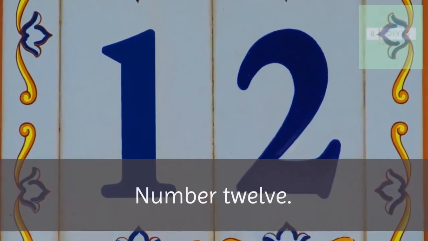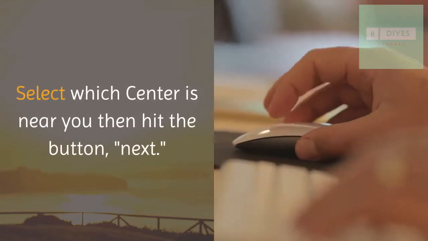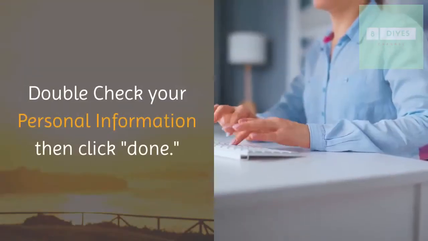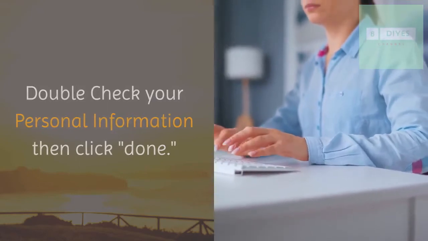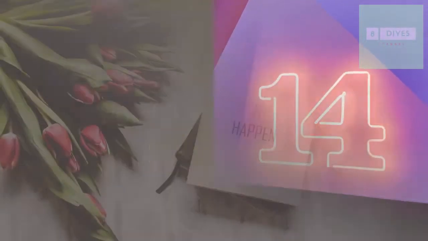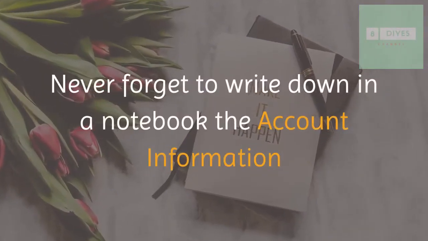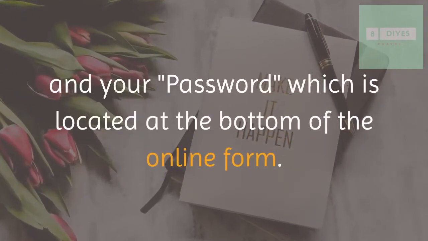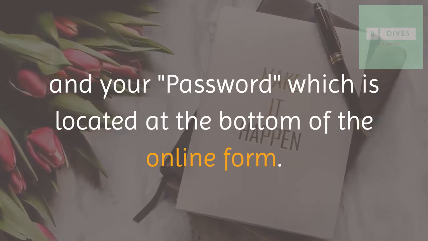Number 12. Select which center is near you, then hit the button Next. Number 13. Double check your personal information, then click Done. Number 14. Never forget to write down in a notebook the account information, which is your global Atomy identification, and your password, which is located at the bottom of the online form.